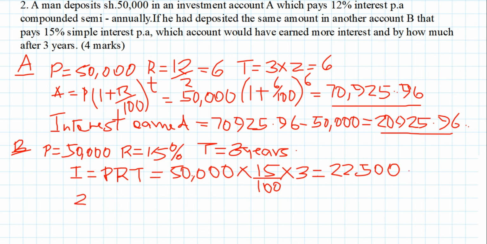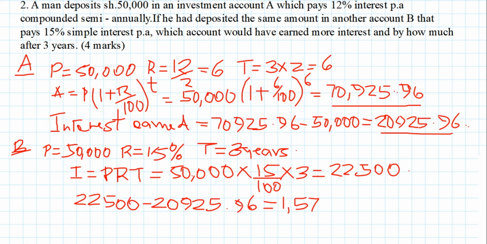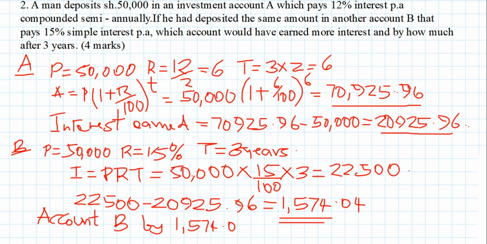And now, so that we compare, we subtract the two interests for the first account and the second account. And when we subtract, we obtain the difference is 1,574.04. And so that way now, we can tell that the account that earned us more interest is account B by 1,574.04.